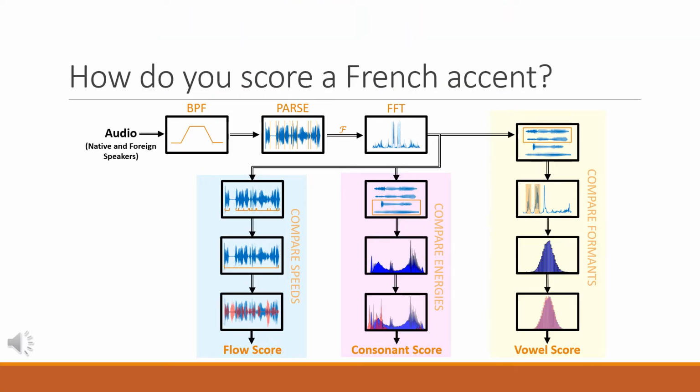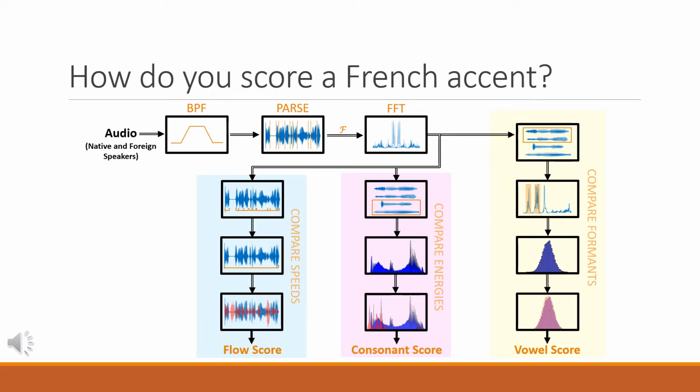Here's a basic overview of the algorithm. The inputs are a set of two recordings. One is of a native French speaker speaking a set of sentences. This recording is treated as a ground truth. We assume the native French speaker has a 100% accurate accent. The other recording is from a foreign French speaker reading the same set of sentences. This is scored by comparing it against the native French speaker's recording.